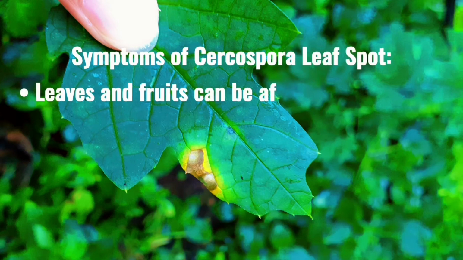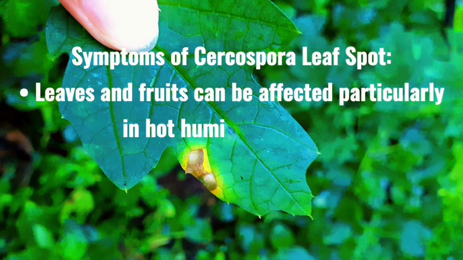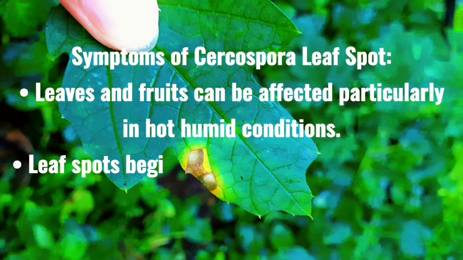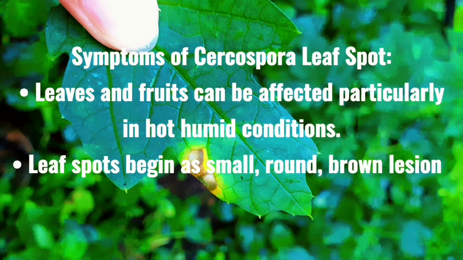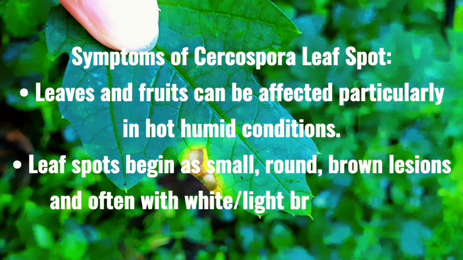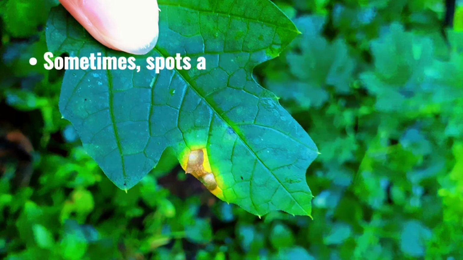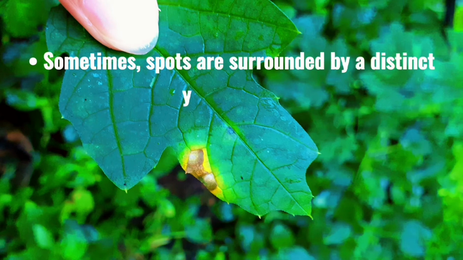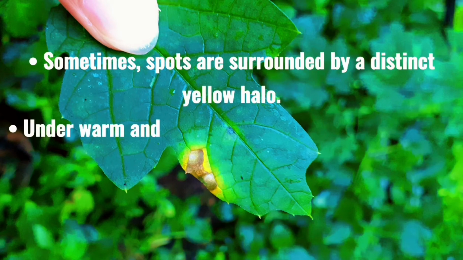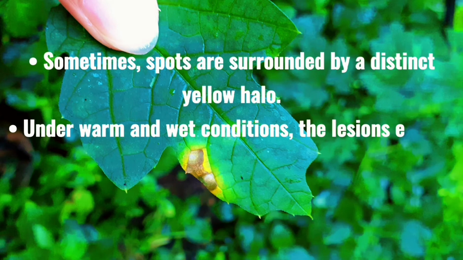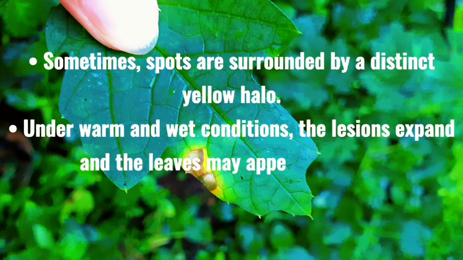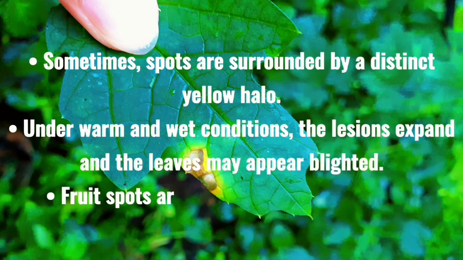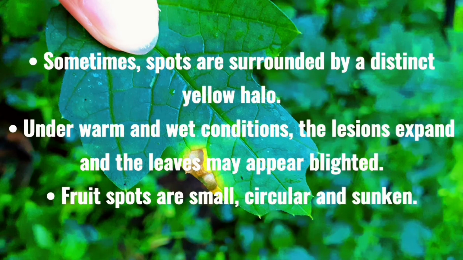Leaves and fruits can be affected, particularly in hot, humid conditions. Leaf spots begin as small, round, brown lesions, often with a white or light brown center. Sometimes spots are surrounded by a distinct yellow halo. Under warm and wet conditions, the lesions expand and the leaves may appear blighted. Fruit spots are small, circular and sunken.